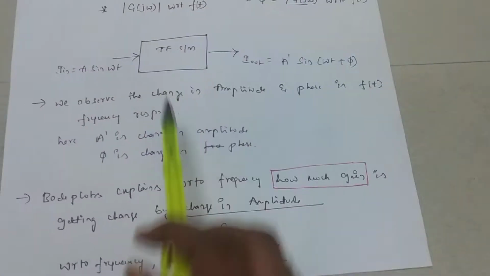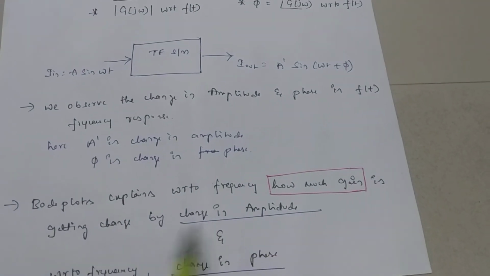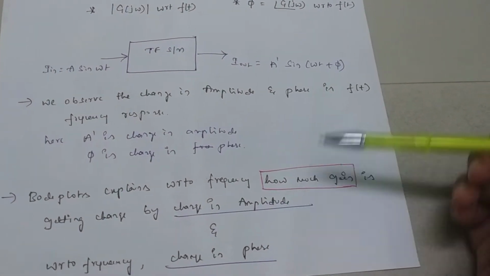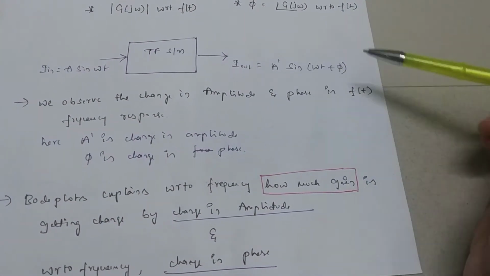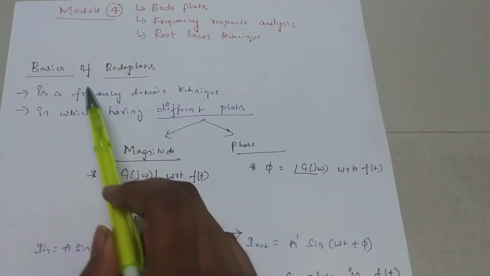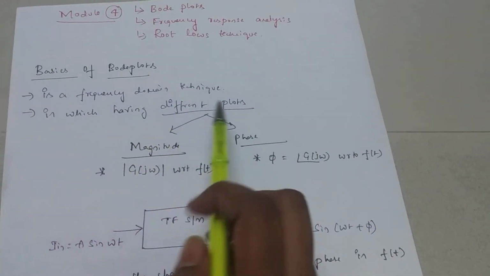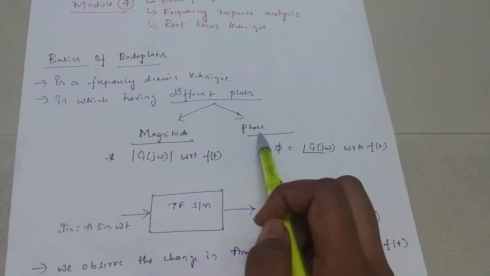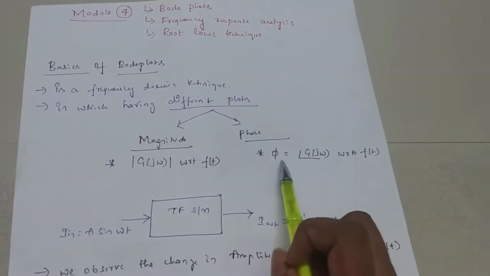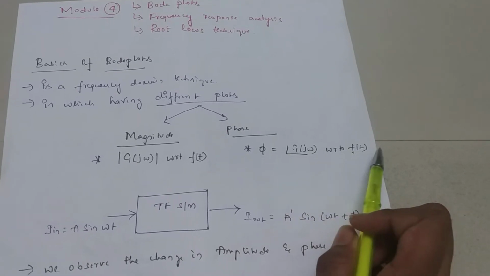See, I have given some notes. So Bode plots explain with respect to frequency how much gain is getting changed by, first, change in amplitude and change in phase. A dash is the change in amplitude and psi is the change in phase. So this is the Bode plot explanation, the frequency domain technique. Basically, Bode plot is a frequency domain technique which has different plots, that is magnitude and phase. So magnitude of G of j omega with respect to angular frequency, and phase angle psi equal to angle of G of j omega with respect to omega.